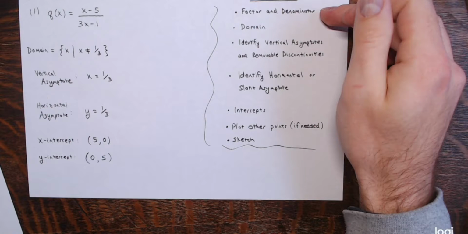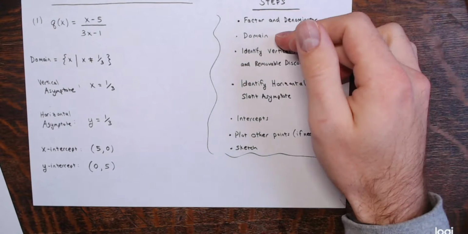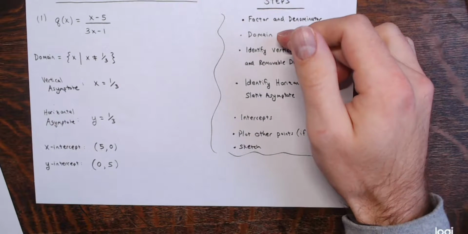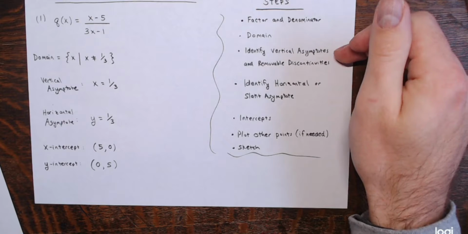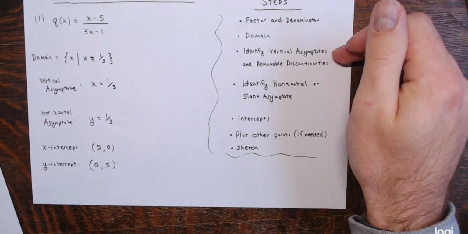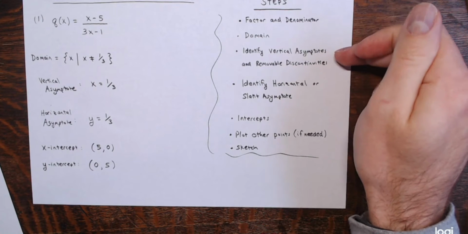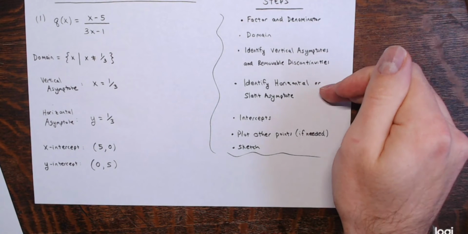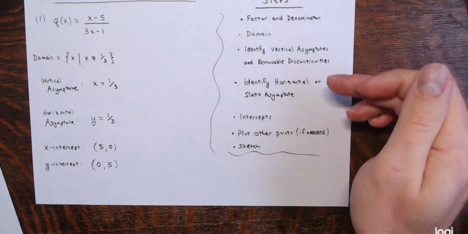Factor the numerator and denominator, state the domain, what's allowed to be plugged in, what's not. Identify vertical asymptotes, removable discontinuities, or where the holes are going to be. This will involve simplifying the fraction, right? Again, I put out a video on this earlier. Identify horizontal or slant asymptote. Again, I put out a video on this earlier as well. I'm assuming you know how to do all this stuff.